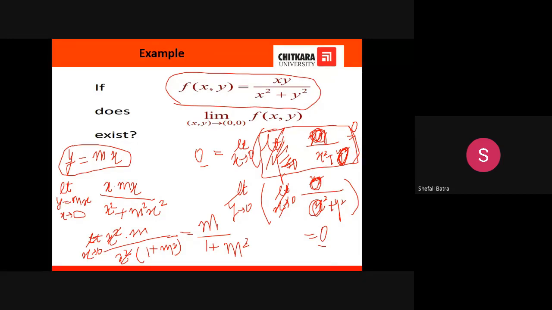Limit exists or does not exist? Ma'am, limit does not exist. Why? Because it depends upon the value of m, right? For existence of limit, it must be 0 irrespective of the value of m, right? So when you are putting y is equal to mx, y is equal to mx square, mx cube, when you are putting one or two paths, you can observe whether we are getting the same value or not. So in this case, we are getting different values. So it means the limit does not exist. Right? Let us have the solution.